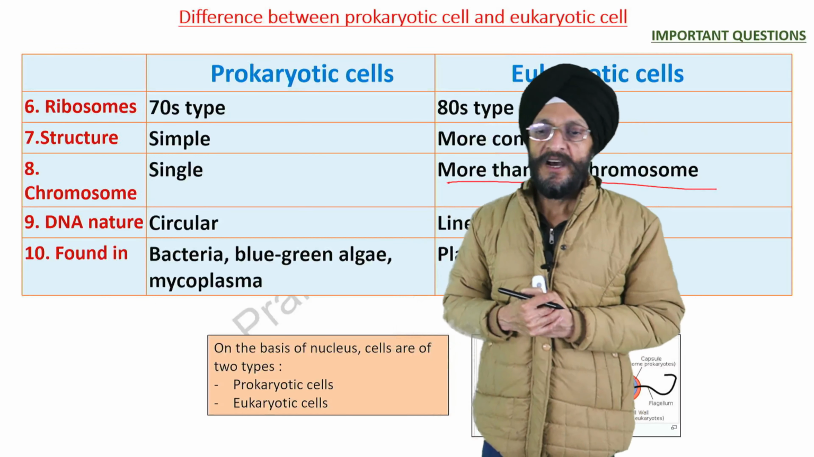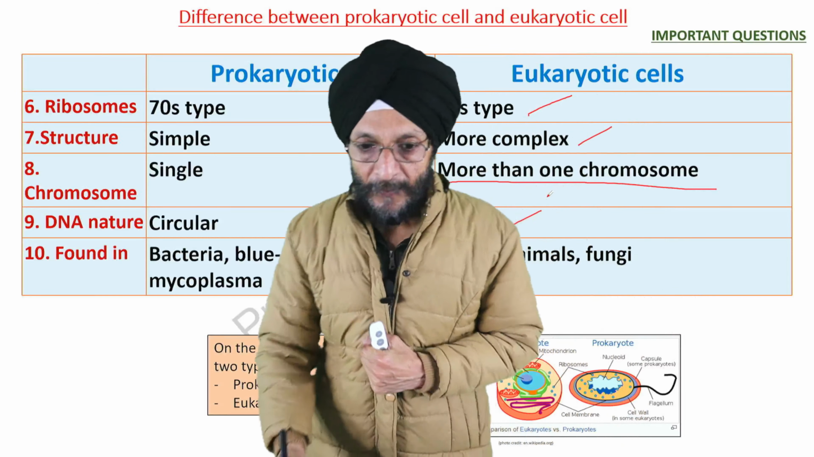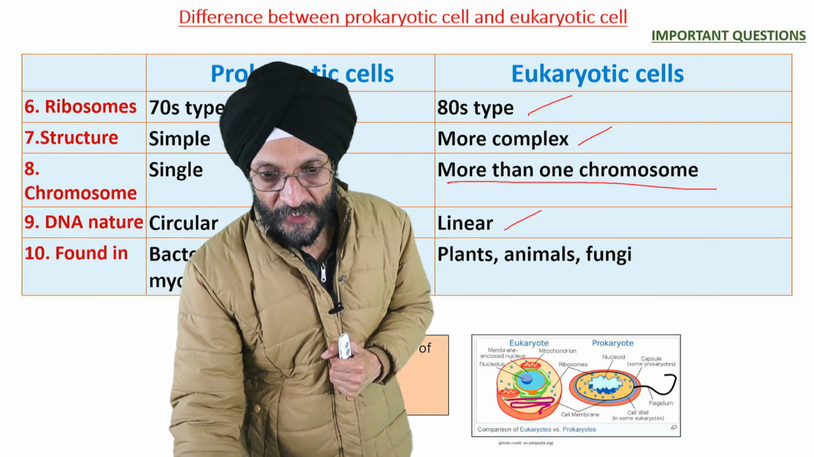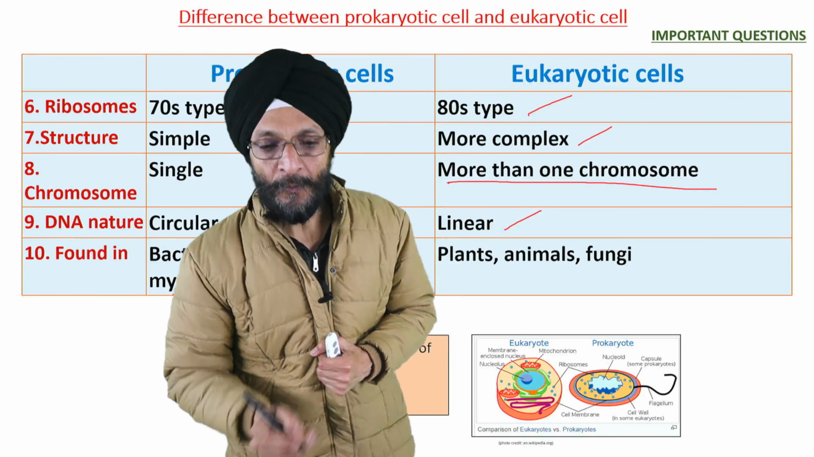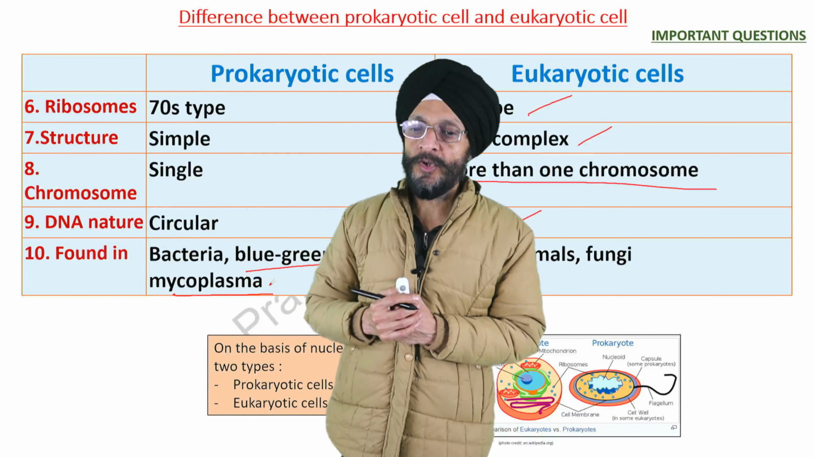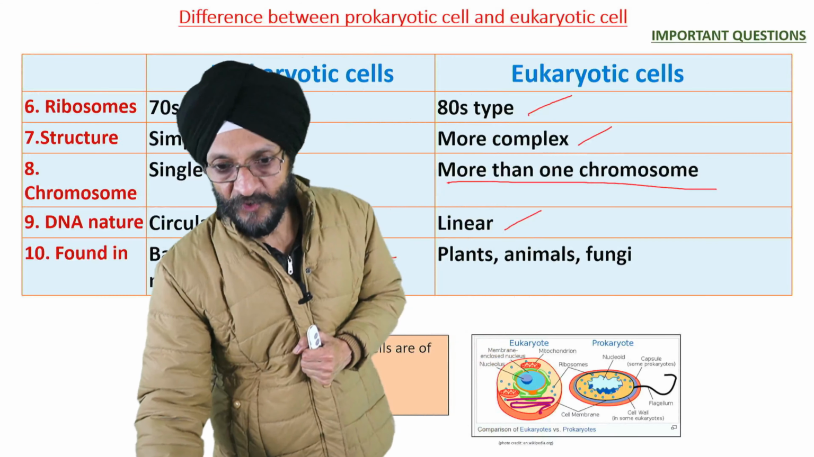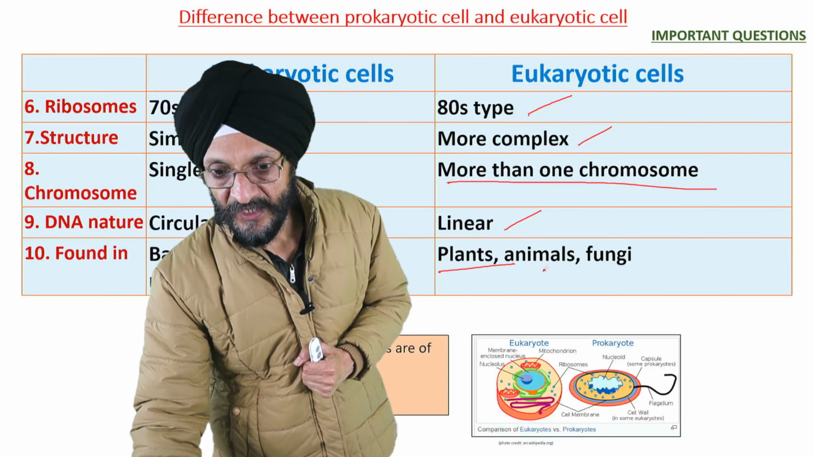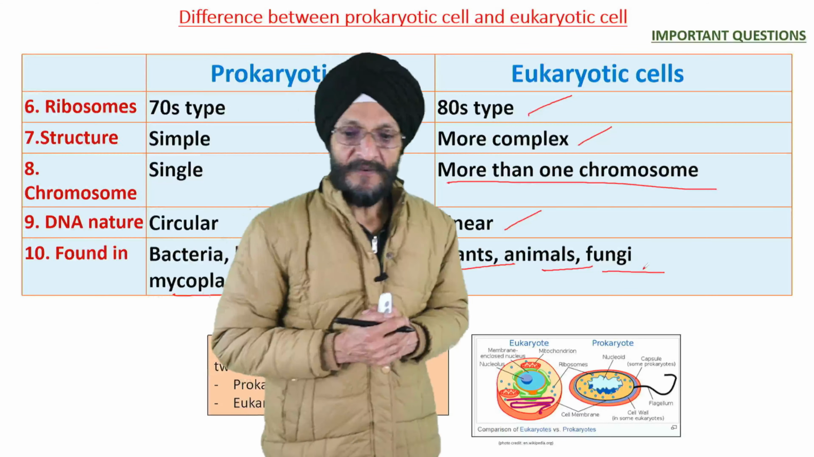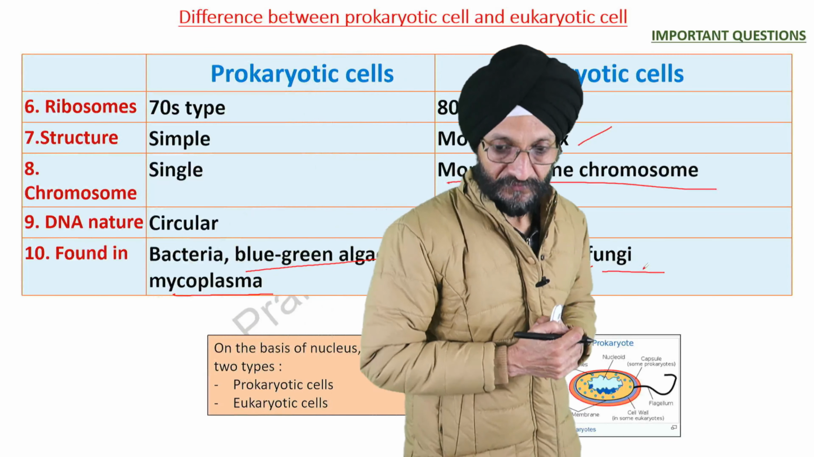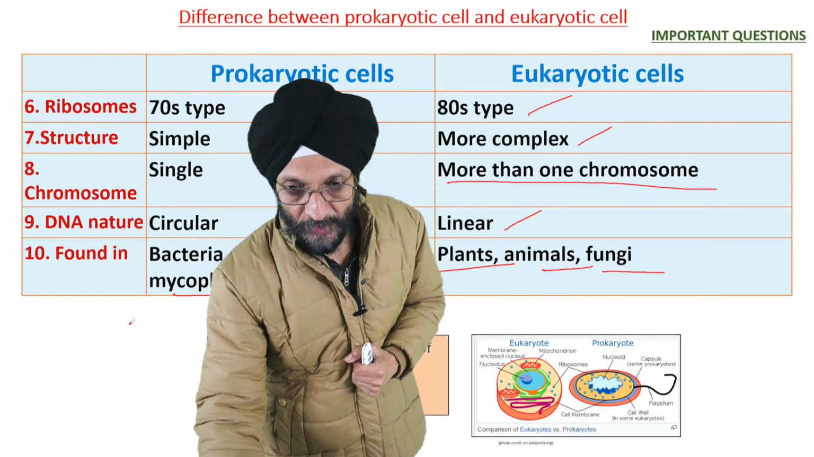Prokaryotic cells are found in bacteria, blue-green algae, mycoplasma, whereas eukaryotic cells are found in plants, animals, and fungi. This point is also to be noted.